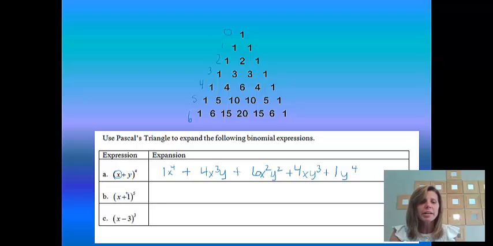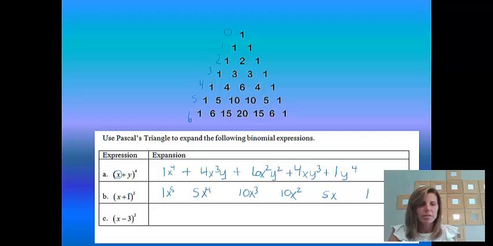Okay, looking at part B, if I have x plus 1 to the 5th power, what we're going to do this time is we're going to look at row 5 for our coefficients. We're going to have 1, 5, 10, 10, 5, 1. And then again, we're going to start at the left side with the x, and the highest power will be 5. So x to the 5th, x to the 4th, x to the 3rd, x to the 2nd, x, and then it drops out for that last one.